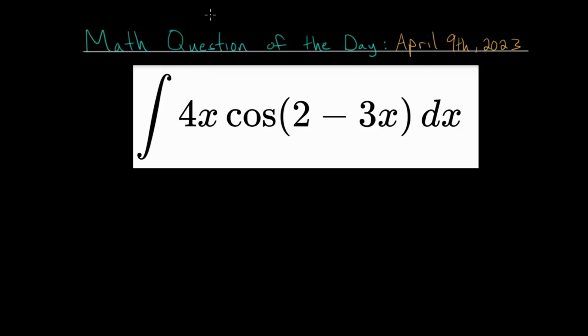In this video, I'd like to talk about the math question of the day for Sunday, April 9th, 2023. And with this problem, we have the integral of this function here, which we can notice is actually a product of two distinct functions. We have the linear function 4x multiplied by the trigonometric function, the cosine of 2 minus 3x. And to answer a question like this, you will need the tools of Calculus 2.